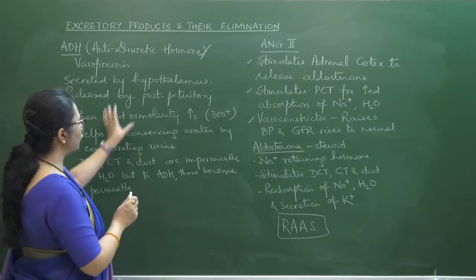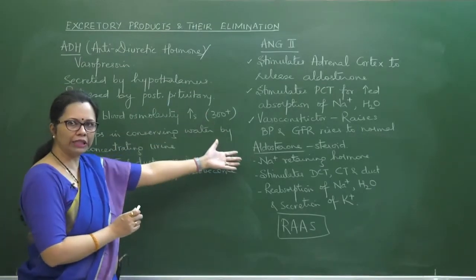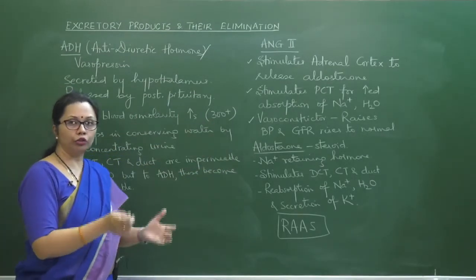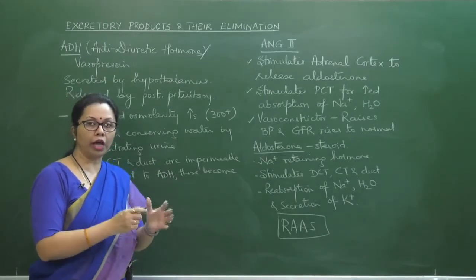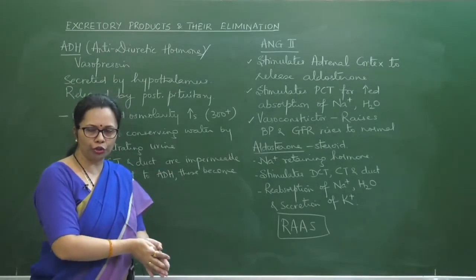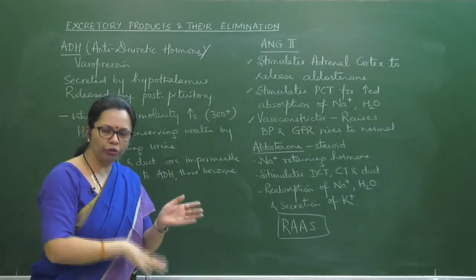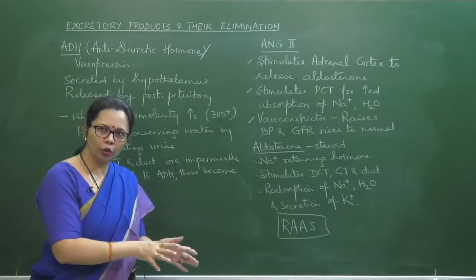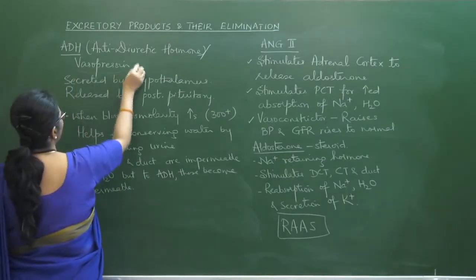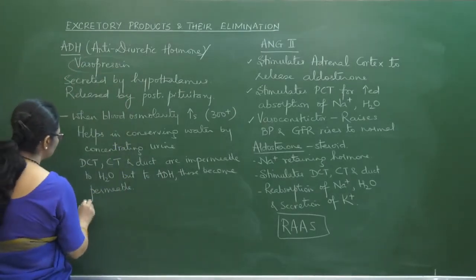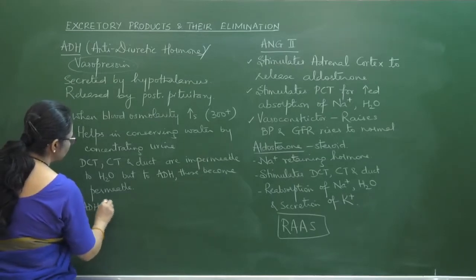So when the blood osmolarity is high, it is going to be secreted. Like you take a lot of water, you drink a lot of water, so what is going to happen to your blood osmolarity? Now there is more water in the solution, so osmolarity is going to decrease. So ADH secretion is also decreased. And one more thing, you see here also the name vasopressin. So ADH is also a vasoconstrictor.